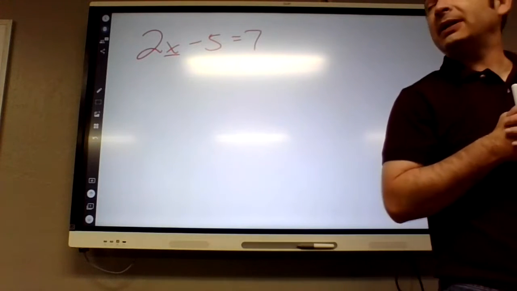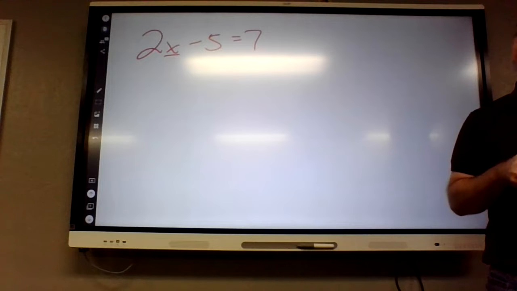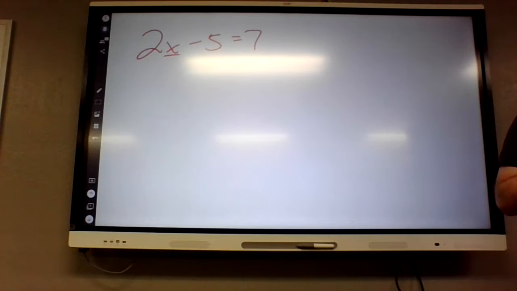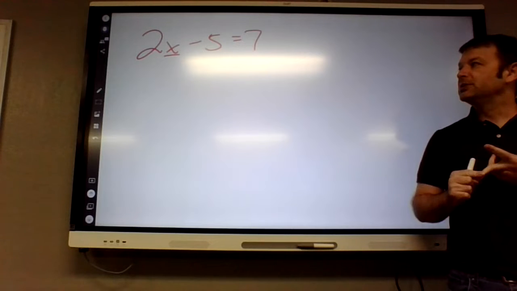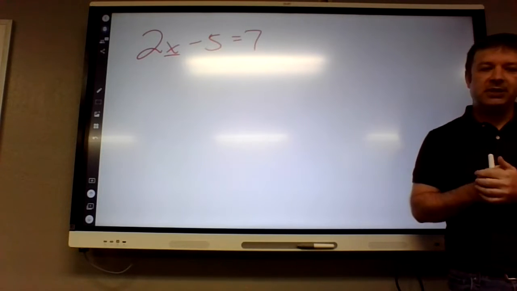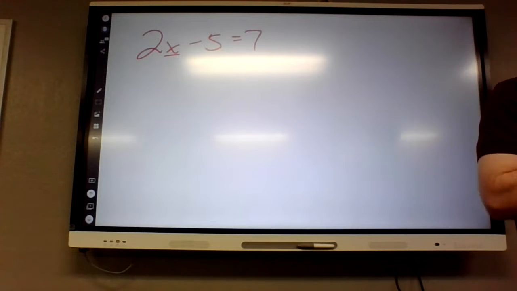So usually, and there are a couple exceptions, we'll talk about a couple exceptions, but usually you want to get rid of the plus or minus number first, and then you want to get rid of the times divide number second. So that's the general rule. There are a couple exceptions down in the B section. We'll look at those here in a little bit.